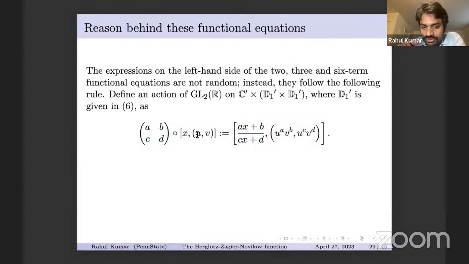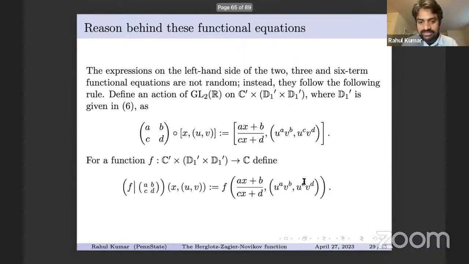And then how that U and V are acted on by that matrix, that was the main point here. So how is that acting? You take U raised to the power A, and then V raised to the power B, and then U raised to the power C, and then V raised to the power D. And then you take the F function on both sides.